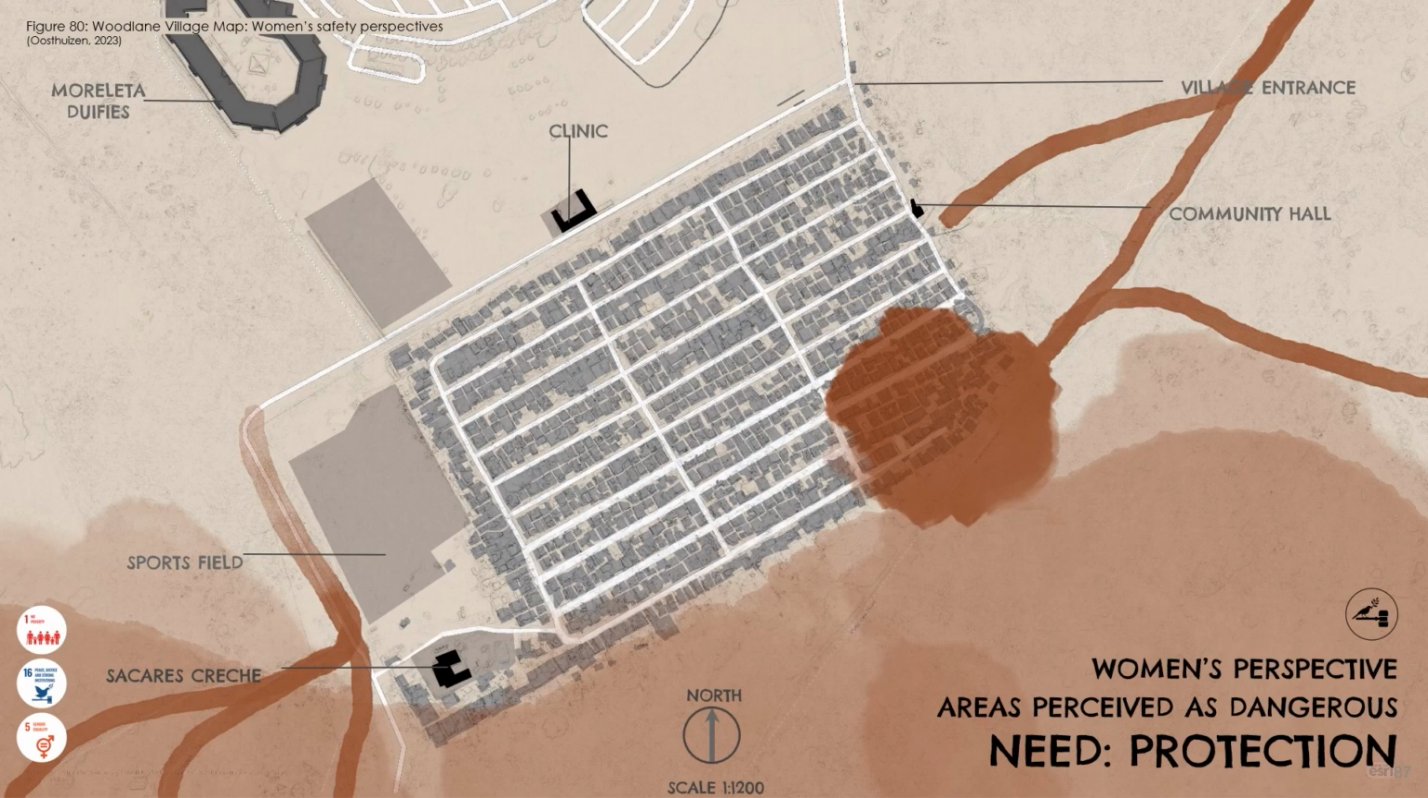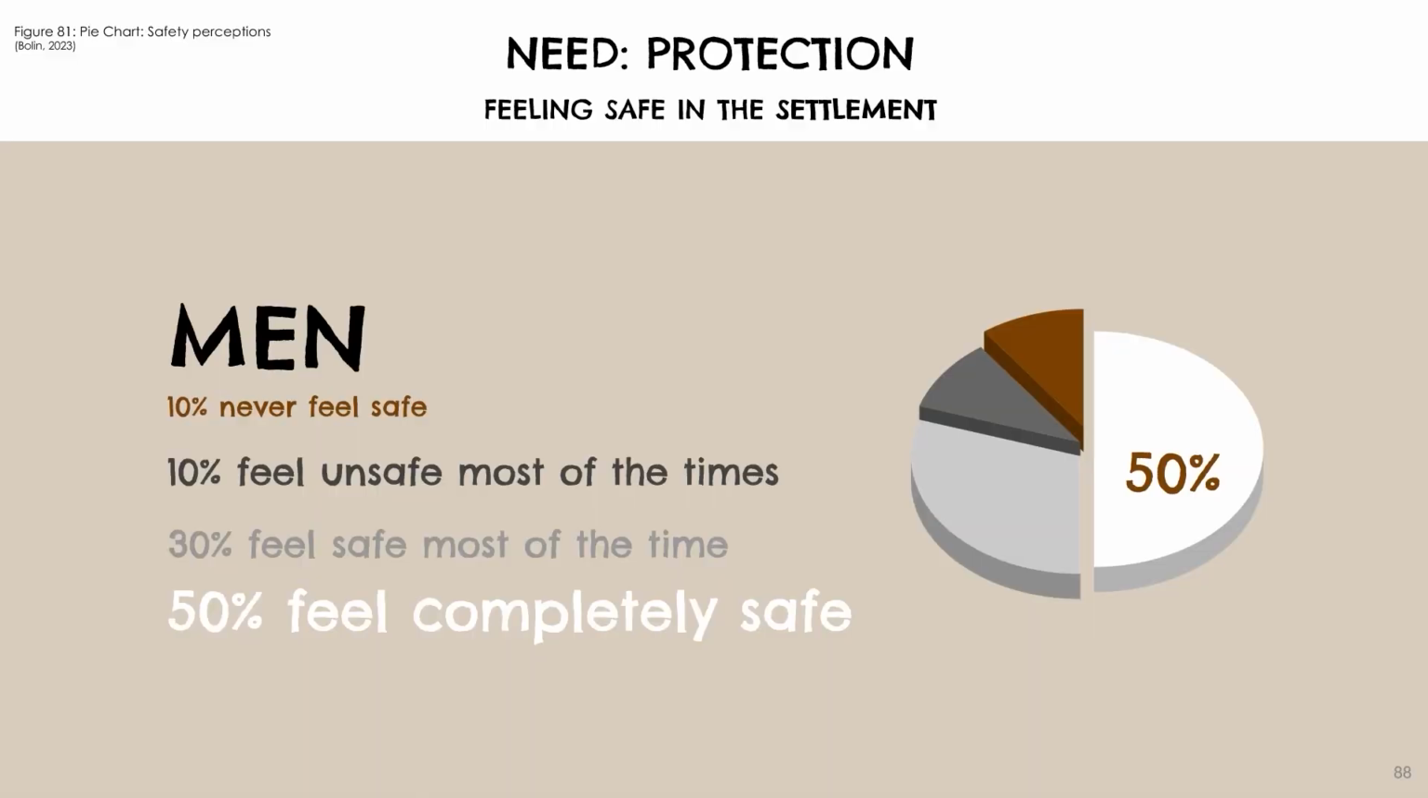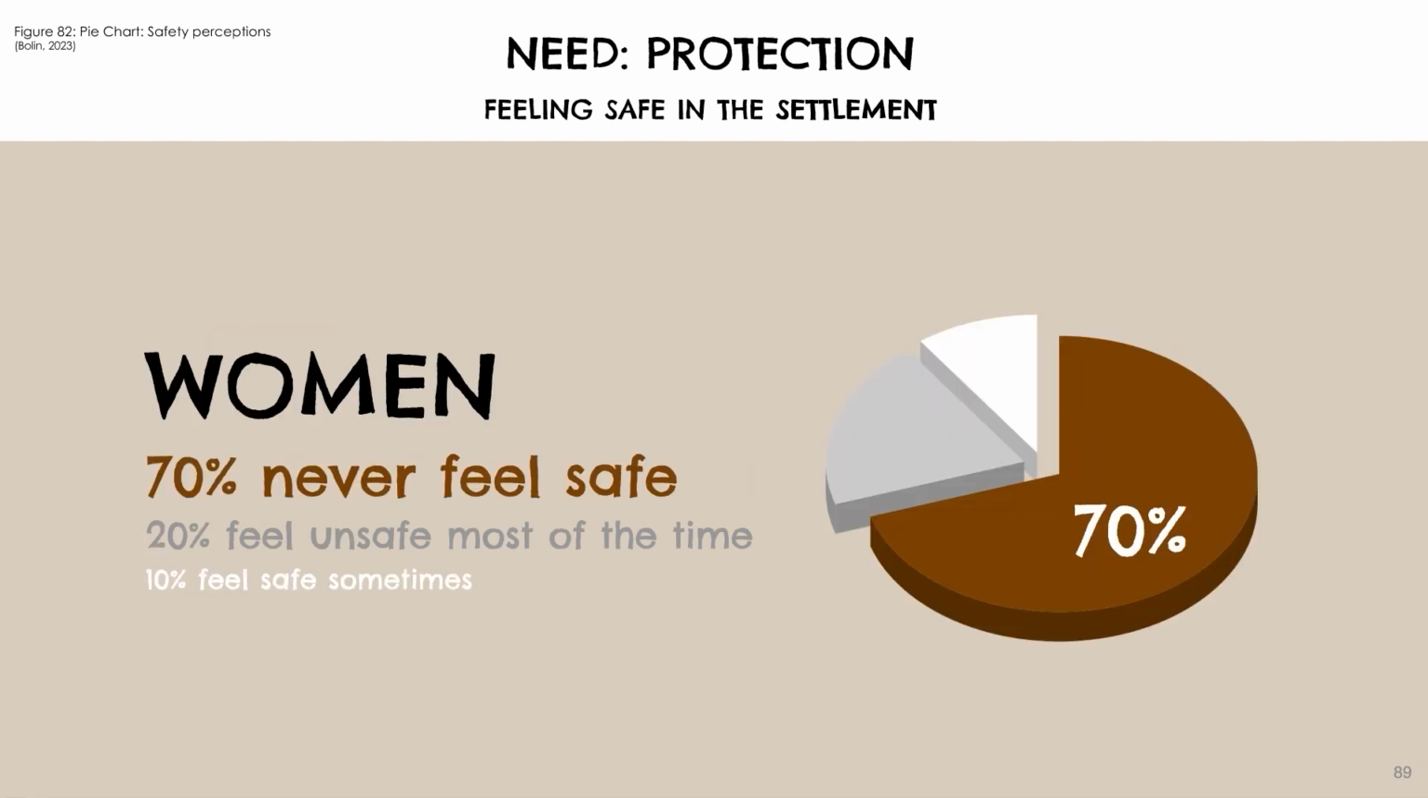We heard during the interviews that the corner is a breeding ground for drugs. The statistics revealed half of the men felt completely safe in the settlement. Once again, comparing this to the women, only 70% never felt safe in the settlement.